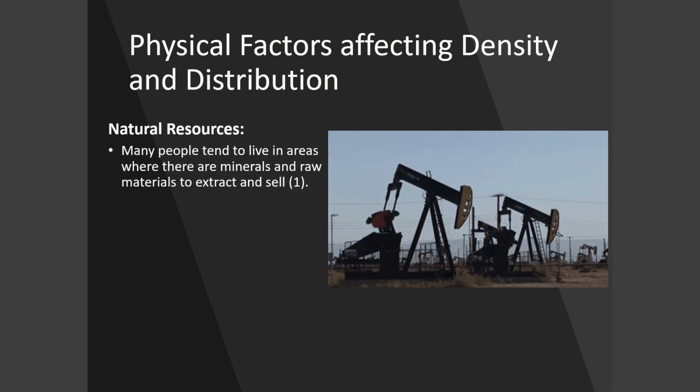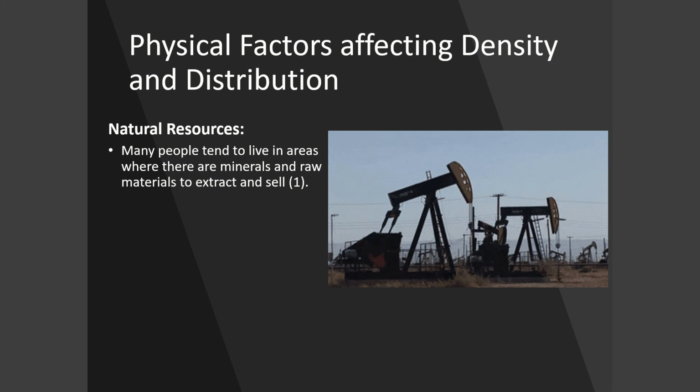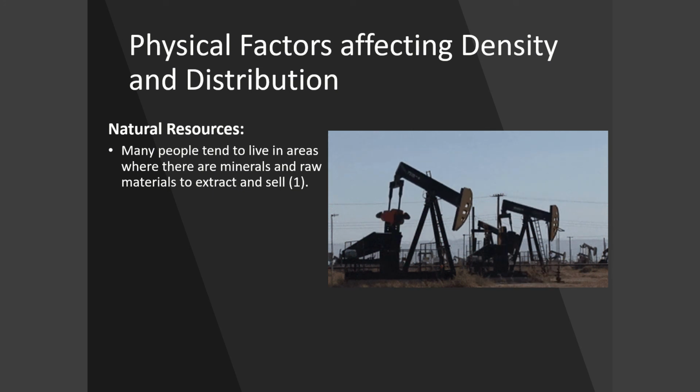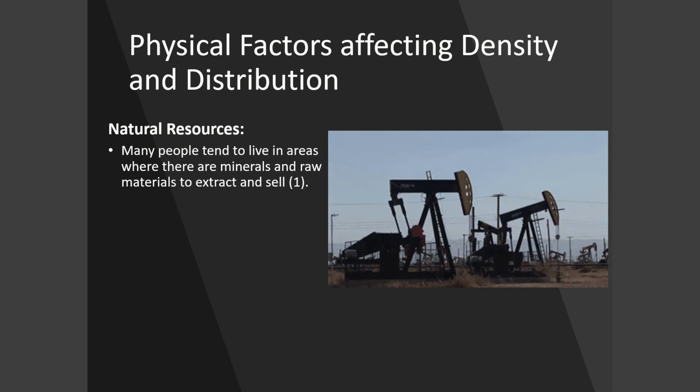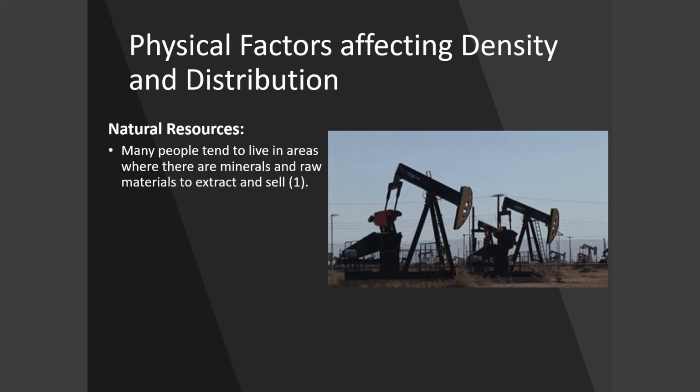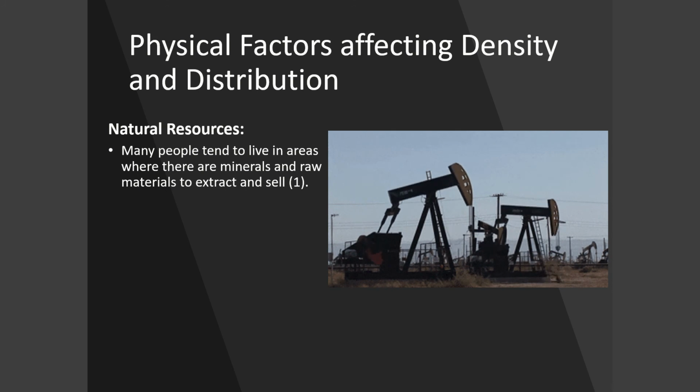Further physical factors that affect distribution and density are natural resources. Natural resources means things that we can dig out the ground to make money from. For example, oil, and you can see some oil wells being pumped in Texas on the right-hand side of the screen. People tend to live where there are minerals to extract because you can sell them for a profit. So people tend to live near supplies of, for example, oil, coal, shale, natural gas.